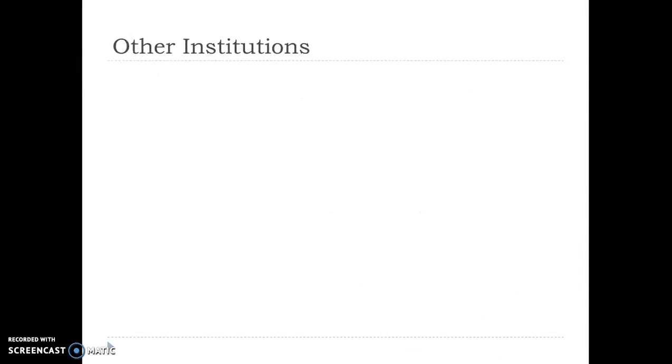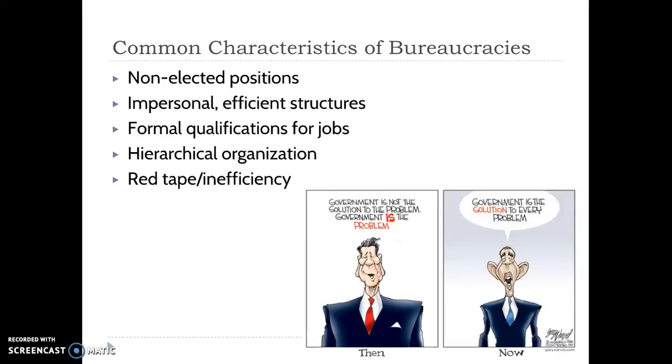The common characteristics in most of these bureaucracies is that most bureaucrats tend to be non-elected; maybe the head of a bureaucracy is appointed, but most of them work for a living doing whatever the bureaucracy does. A lot of them have formal qualifications for the jobs and tend to be hierarchically organized. And regardless of whether one works a little bit better than the other, bureaucracies tend to be mired in red tape and highly inefficient.